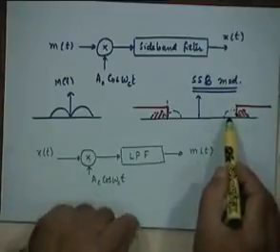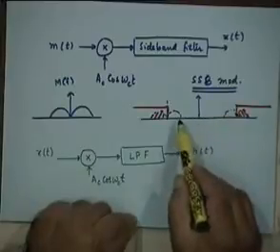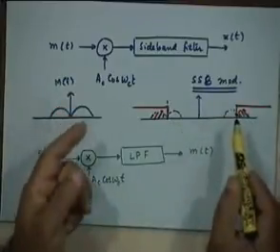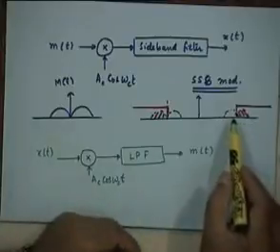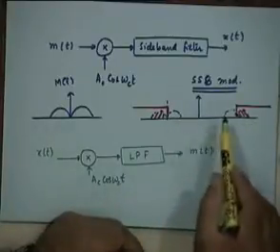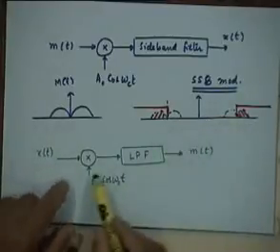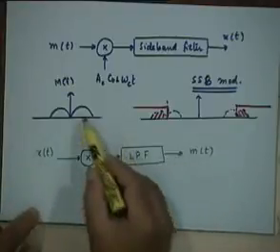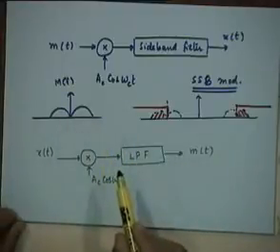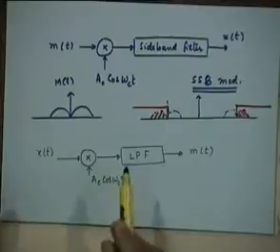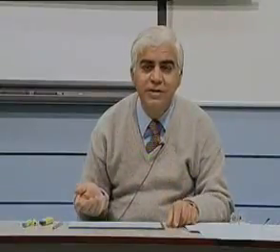And the same argument you can repeat when you retain the lower sideband rather than the upper sideband. Please convince yourself that if you retain the lower sideband, transmit the lower sideband, once again the same demodulator would reconstruct the message signal back. Okay? So whether you are transmitting the upper sideband, the lower sideband, or the double sideband, your demodulator remains the same. We'll start from this point next time. Thank you very much.